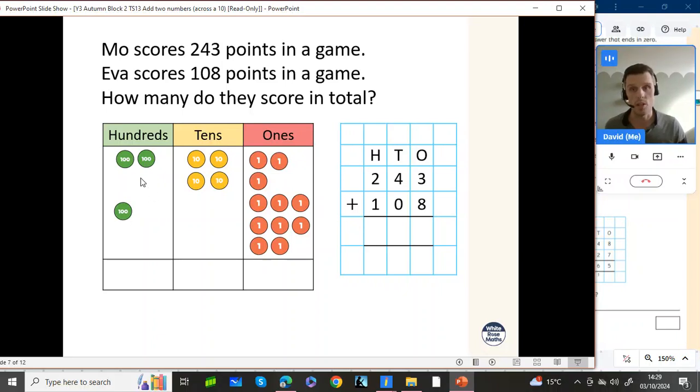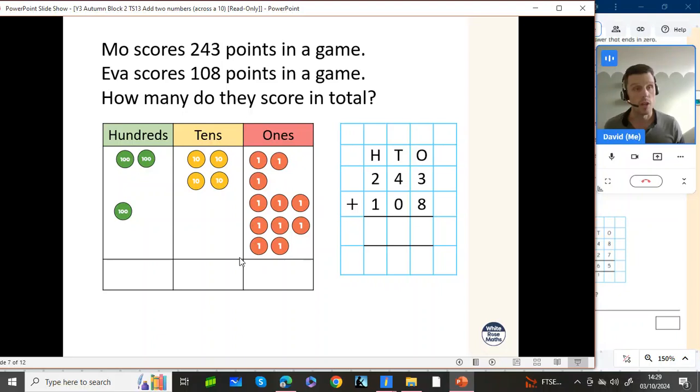This time I'm going to use place value counters. They've got their value written on them, but green is for hundreds, yellow is for tens, and red is for ones. Now we're going to start again with the ones. Okay, have a think, how many ones do I have in total? That's right, it's 11. But I can't write 11 in that column. Can you think, how do I write 11 across the tens and ones?